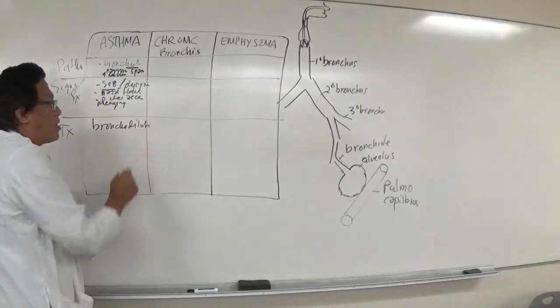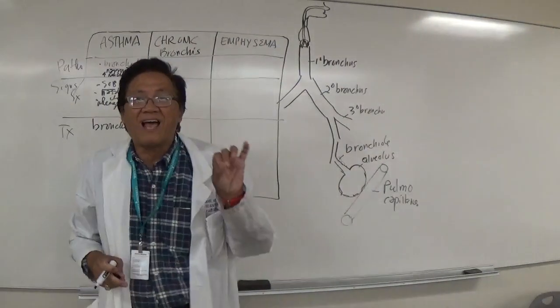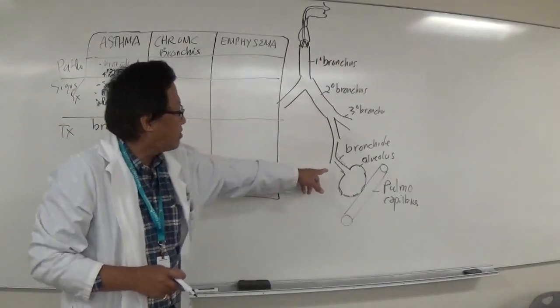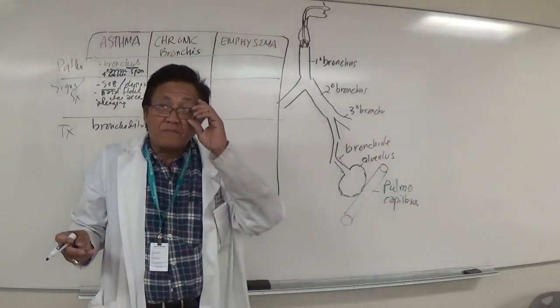So most likely, what would be the effect on the smooth muscles? Make it relax or make it relax? Okay, if you relax the muscle along the wall of the bronchioles, then you end up with bronchodilation.